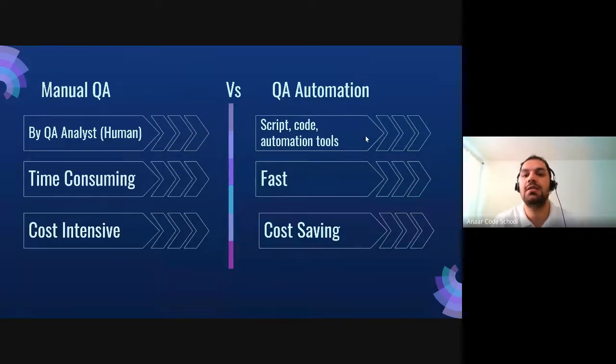And that's why SDET is so important, and that's why companies are paying a lot of money for these kinds of jobs and roles in the tech industry.